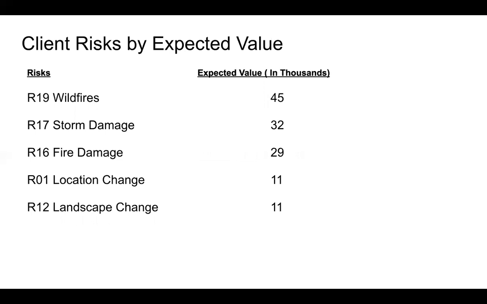So then the client risks by expected value. Wildfires came in at 45,000. Storm damage came in at 32,000. Fire damage at 29,000. Location change at 11,000, and landscape change also at 11,000. Next slide.